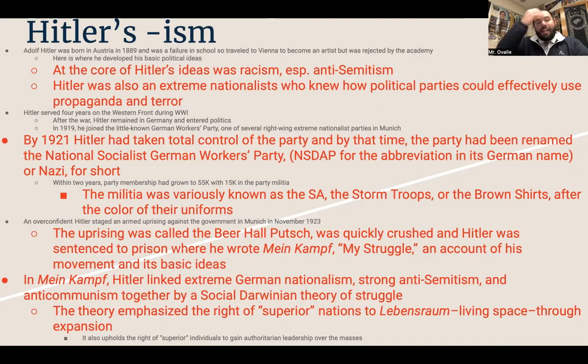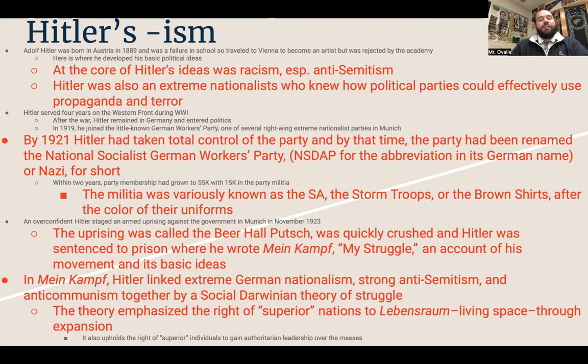In 1919, he joined the little-known German Workers' Party, one of several right-wing extreme nationalist parties in Munich. By 1921, Hitler had taken control of the party, and by that time, the party had been renamed the National Socialist German Workers' Party, NSDAP for the abbreviation in its German name, or Nazi for short. Test question. Within 2 years, party membership had grown from 50 to 55,000, with 15,000 in the party militia.